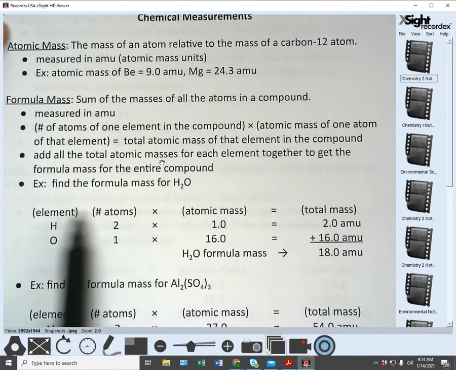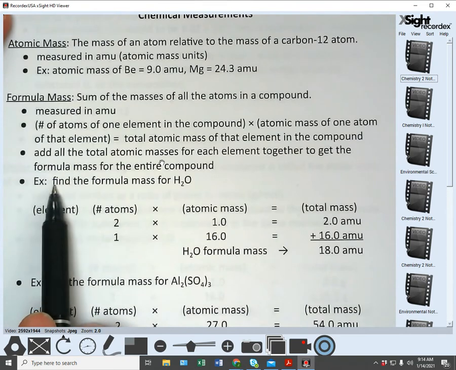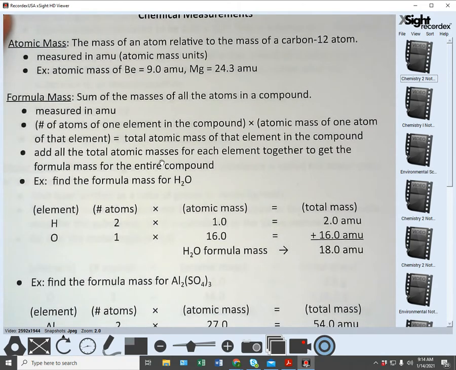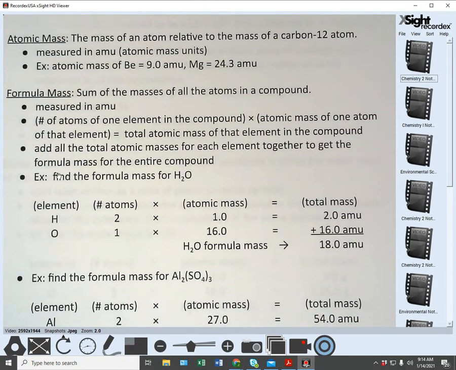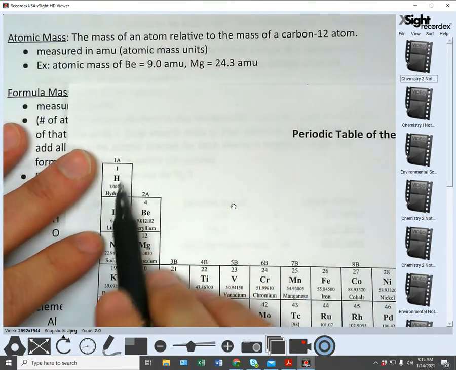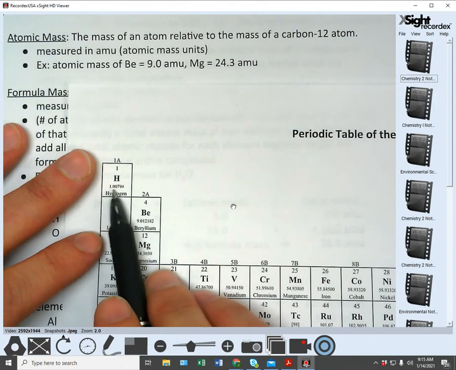That's how you do it in words. It's actually a lot easier if you just see it done out, like down here in the example. Find the formula mass for water, H2O. So we list out the individual elements, H and O. We put the number of atoms of each one. There are 2 hydrogen, there's 1 oxygen, so 2 and 1, times the atomic mass. Now, I want you to take the atomic masses off the periodic table to at least 1 decimal place. That means you look at least 2 and then round to 1. Like hydrogen is 1.00, so it's 1.0.